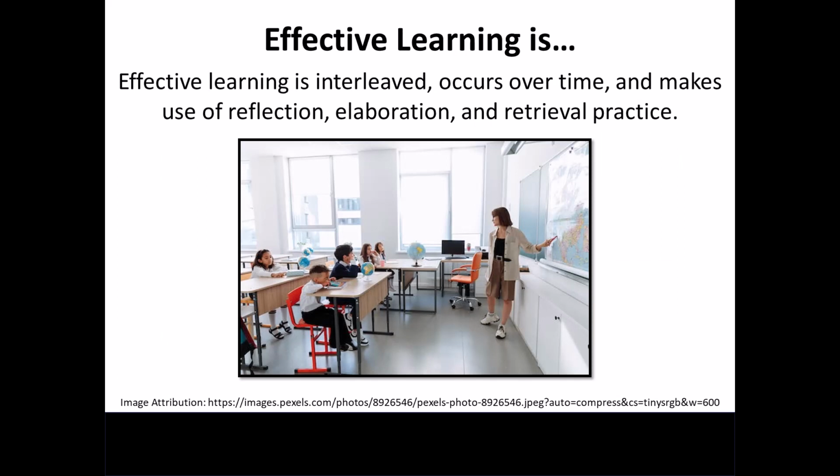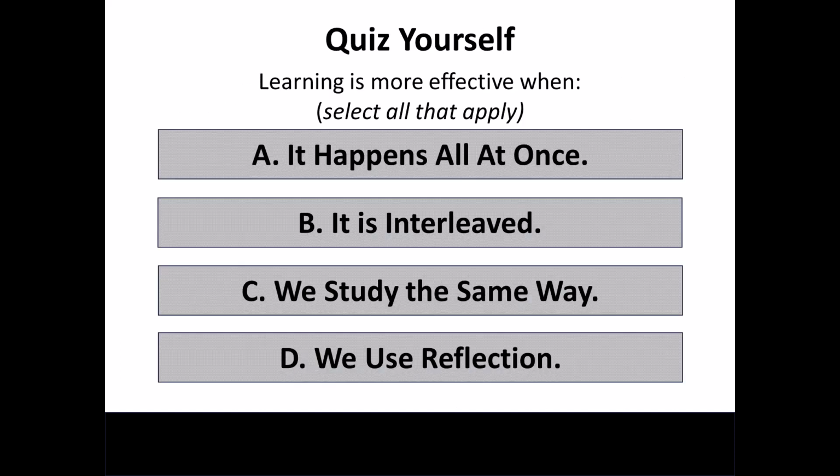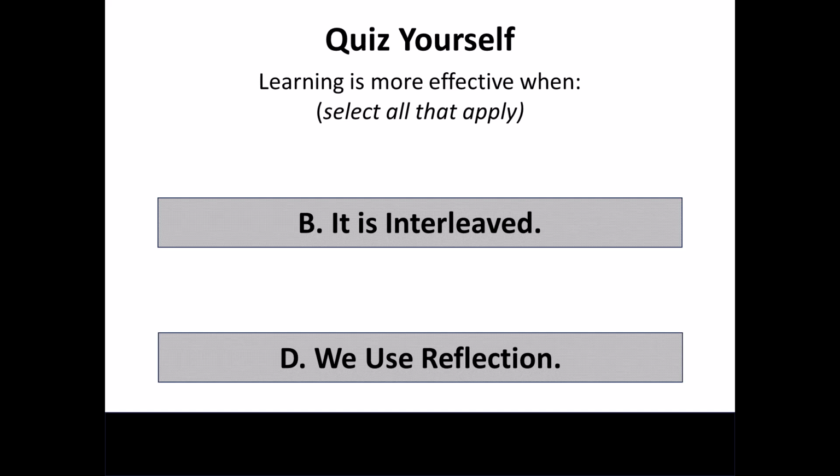Brown et al. propose that learning is most effective when it is interleaved or mixed up, occurs over time, and makes use of reflection, elaboration, and retrieval practice. Let's take a few minutes and respond to this question. Keep in mind, there may be more than one correct answer. Learning is more effective when A. It happens all at once, B. It is interleaved, C. We study the same way, or D. We use reflection. The correct answers are learning is more effective when it is interleaved and we use reflection.